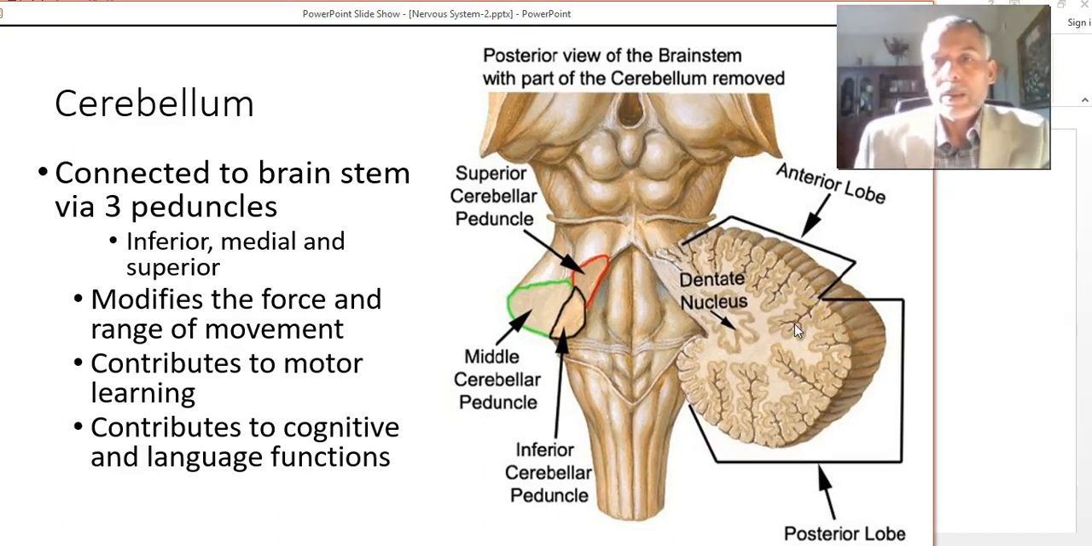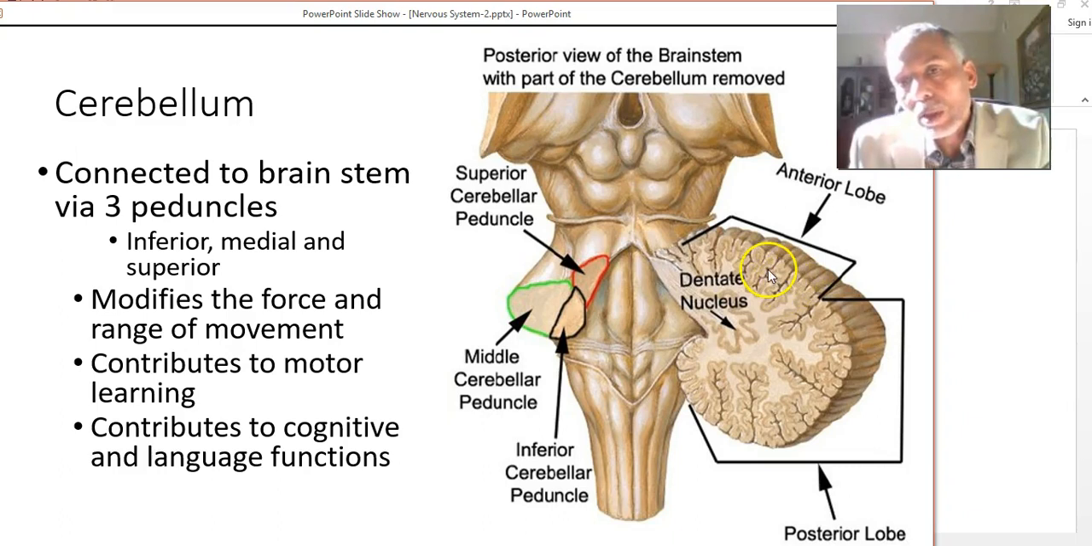And the cerebellum is packed with neurons. The neurons are packed more densely in it than in the cerebral cortex of the brain itself. It has about 70 billion neurons.